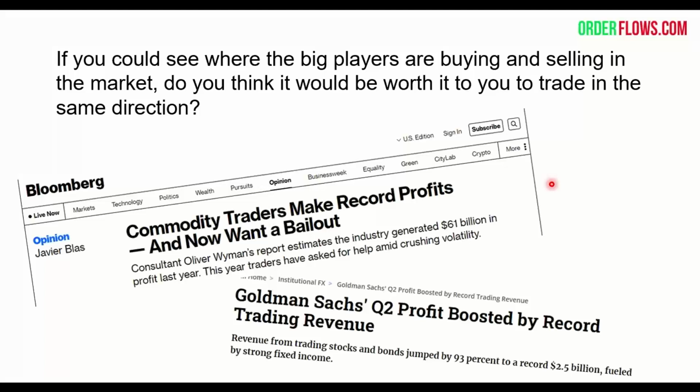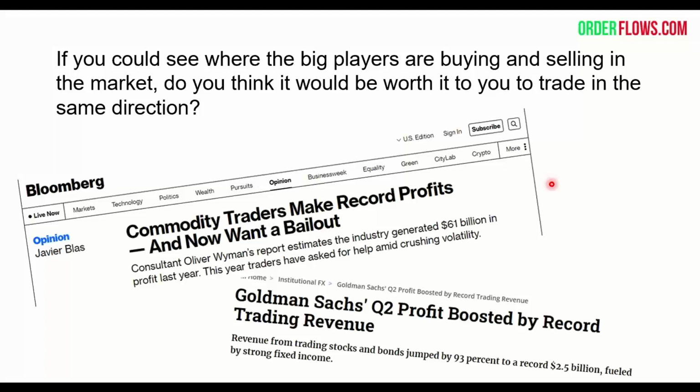This is just yesterday on Bloomberg. Commodity traders make record profits, right? They still want to bail out some of these firms. It's interesting because I think Shell Oil, people just think of these oil companies as hedgers or users of oil.